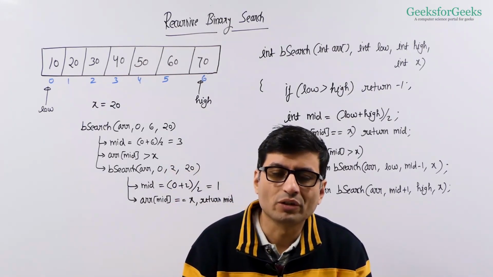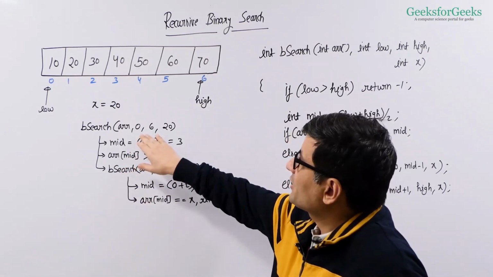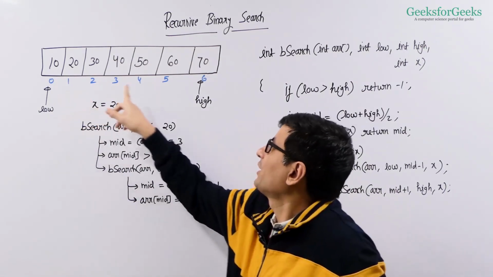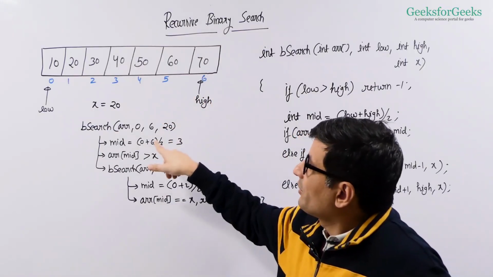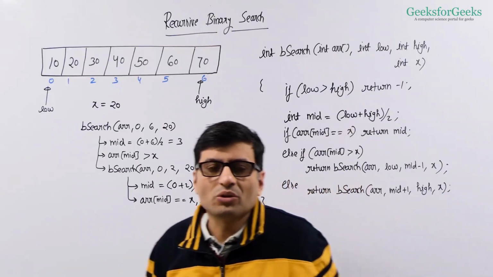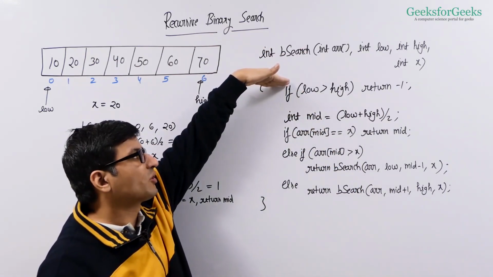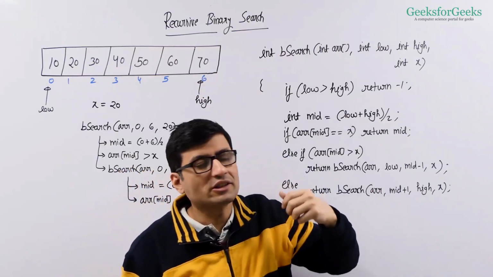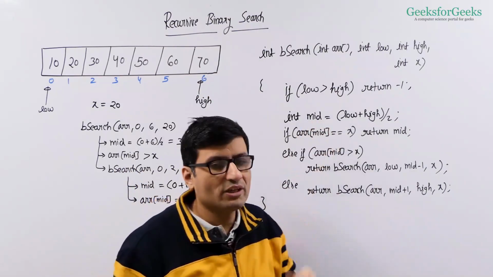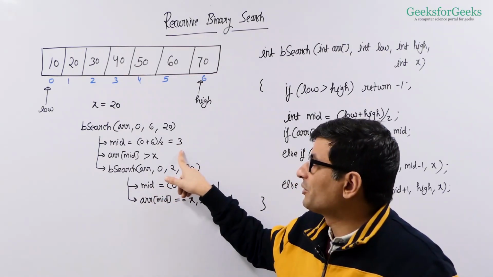Let's now see the working of this code with this example. We call binary search with low as 0 and high as 6. And we pass the element to be searched as 20. Now what happens in this code? As a first step, we check if low is greater than high, which is not true because low is 0 and high is 6. Now we compute mid, and mid is 0 plus 6 by 2, which is 3. So we execute this line.